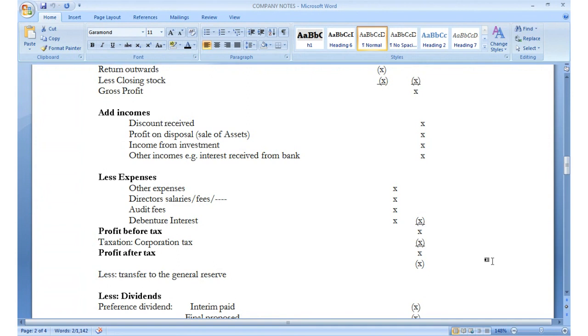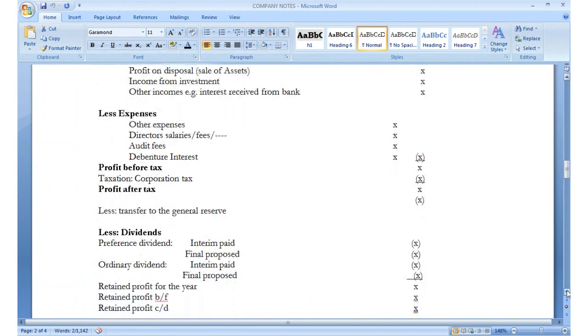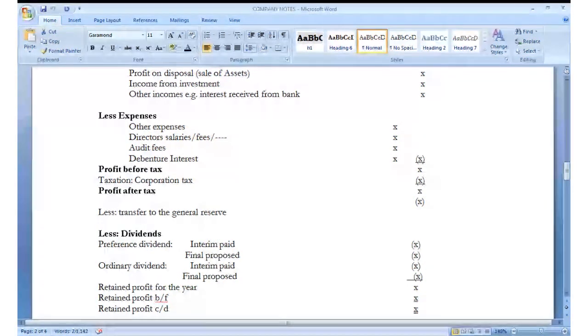Then we less dividends. The issue to do with dividends, again, we're going to discuss it down here. But dividends in the same way, they are returns that are given to shareholders as a result of the investment.